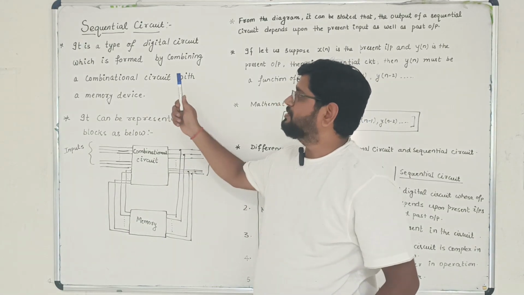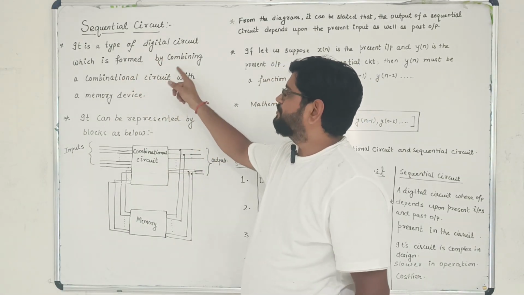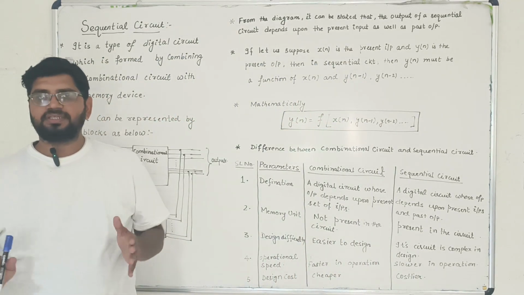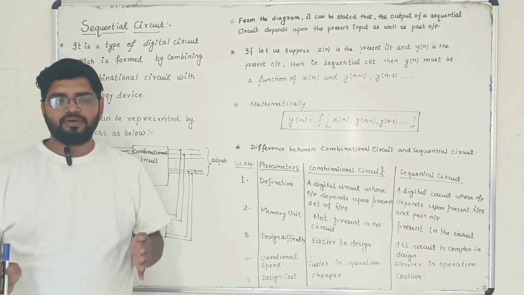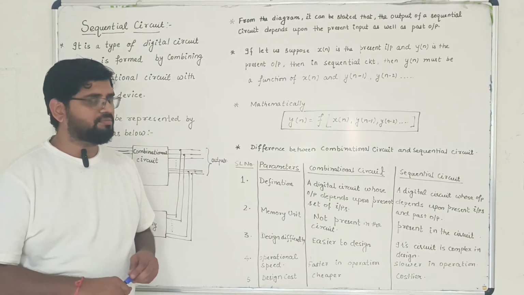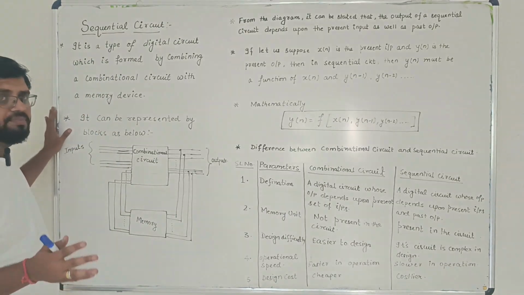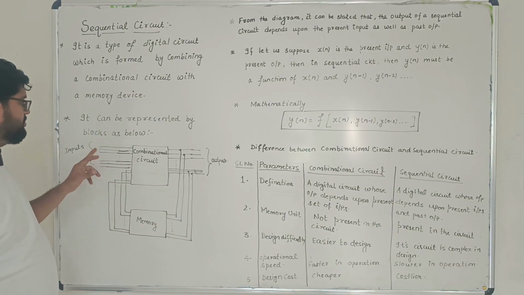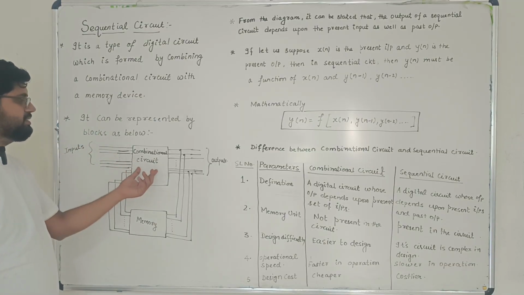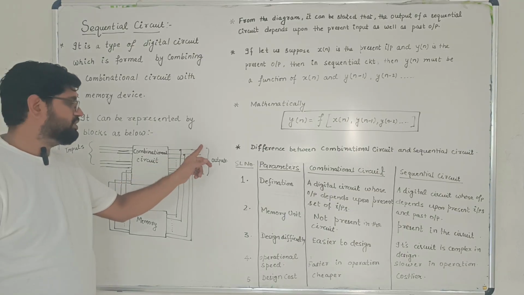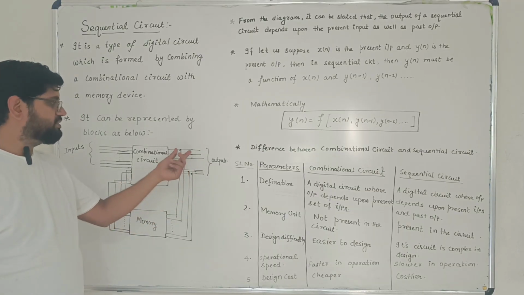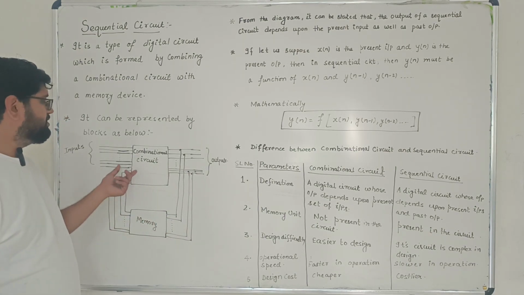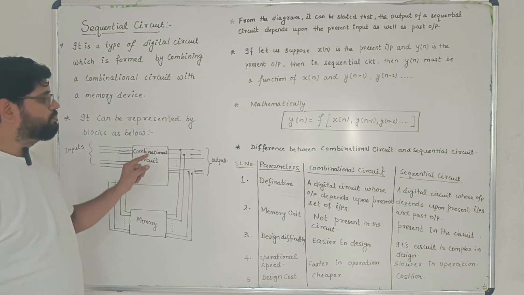We'll start with the definition: it is a type of digital circuit which is formed by combining a combinational circuit with a memory device. I mean to say, a sequential circuit is the combination of a combinational circuit and a memory element. Represented with a block diagram, the set of inputs is given to the combinational circuit, which produces various outputs. Some part of the outputs is given to the memory element, which stores the output, and then that is given as feedback to the combinational circuit to produce a newer output.